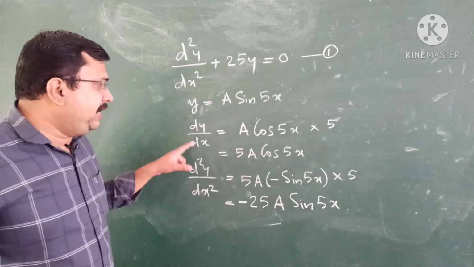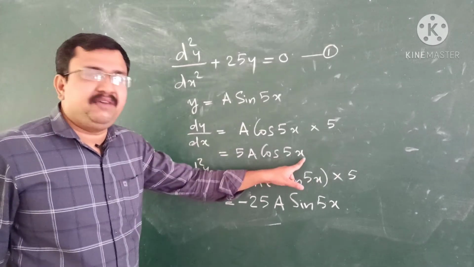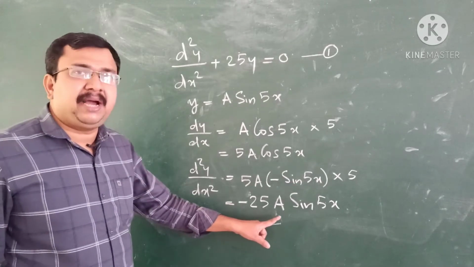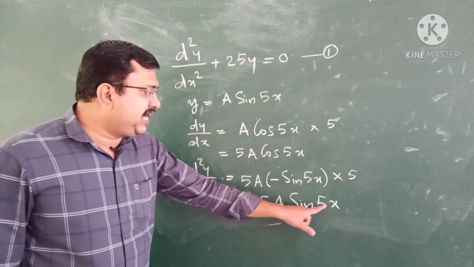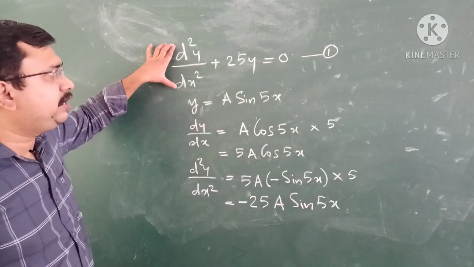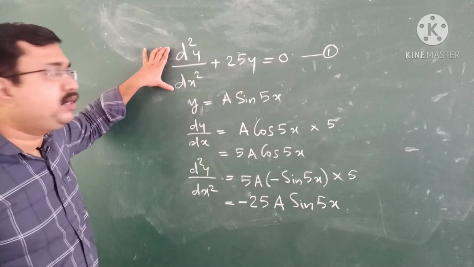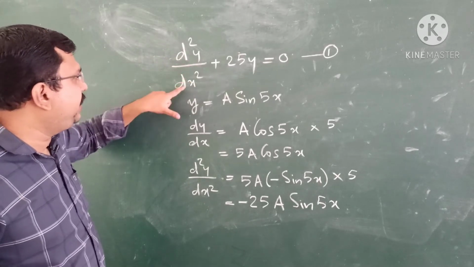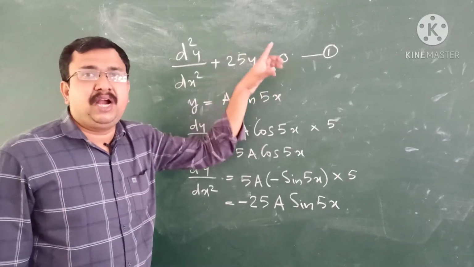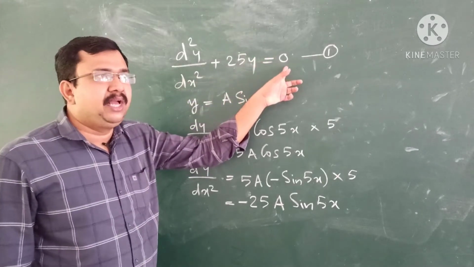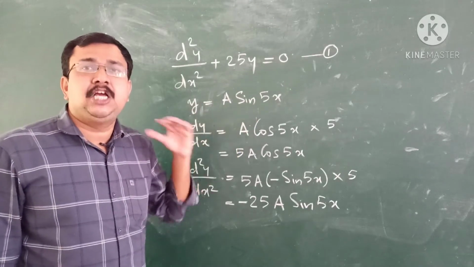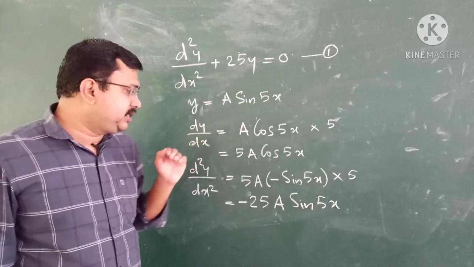Okay. dy by dx equal to 5a cos 5x and d square y by dx square is minus 25a sin 5x. Now we are applying these two results in equation number 1. That is our equation number 1. d square y by dx square plus 25 into y equal to 0. We want to prove that this is equal to 0. Then we can say that y equal to a sin 5x is a solution of this differential equation.